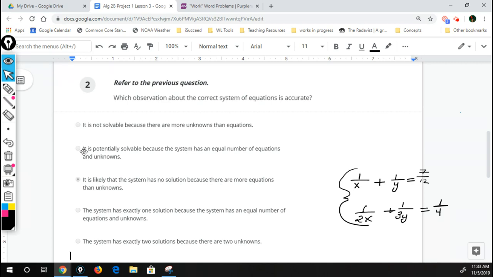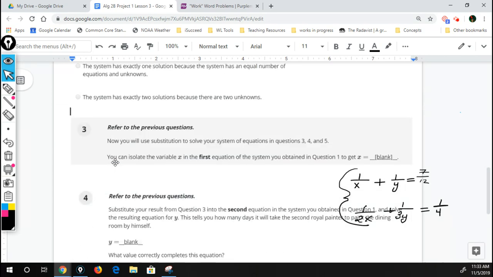It's only potentially solvable because we sometimes have things like extraneous solutions. We don't know enough about the equations quite yet, but we do know that we have the potential of solving them because of that 2 variables, 2 equations rule. So that's question number 2. And then questions 3 and 4 is getting us to actually start solving the system of equations. And we're going to be using the method of substitution. And we're first going to isolate the variable x within this first equation here. So let me clean things up a little bit and I'll start to solve that.